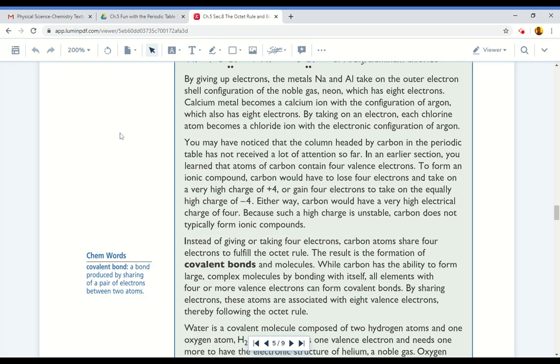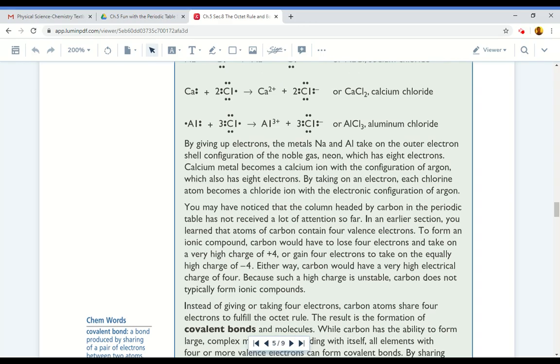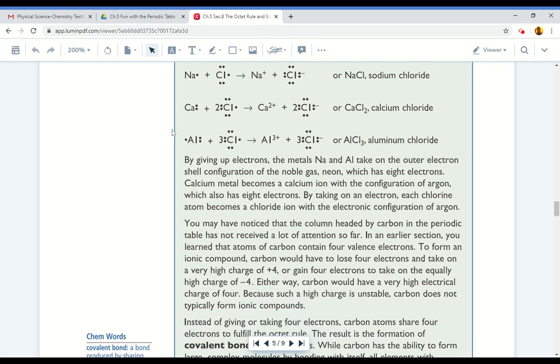By giving up electrons, the metals sodium and aluminum take on the outer electron shell configuration of the noble gas neon, which has 8 electrons. Calcium metal becomes a calcium ion with the configuration of argon, which also has 8 electrons. By taking on an electron, each chlorine atom becomes a chloride ion with the electronic configuration of argon.